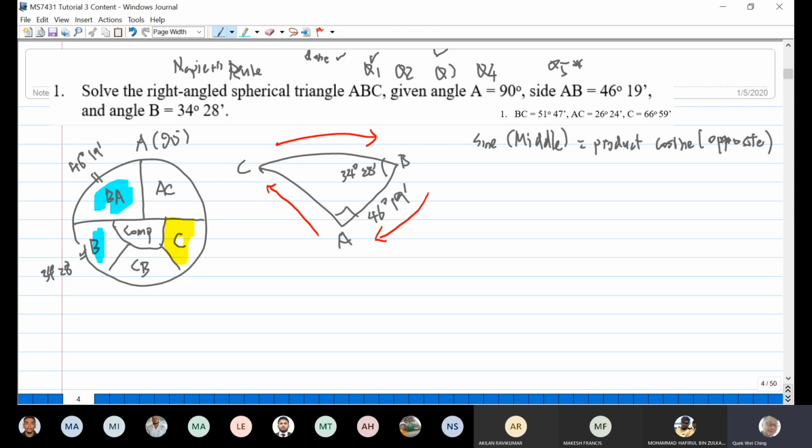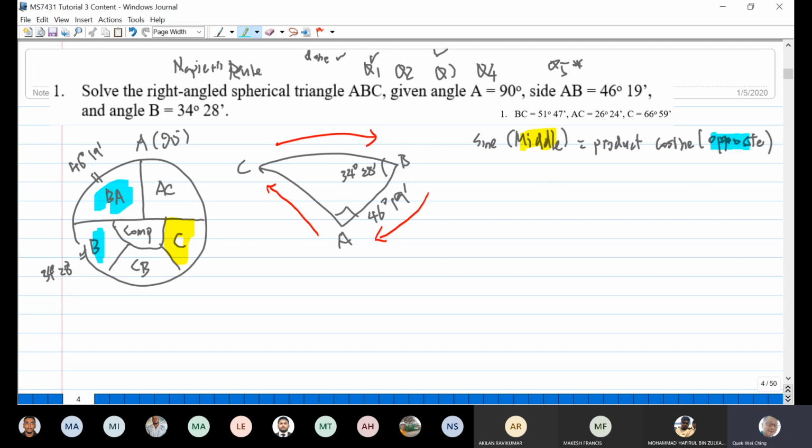Okay, sine of middle part is a product of cosine opposite. So actually, middle part is always the orange one. Something I want to find, I always put yellow. Then something I know, in this case, opposite now, both of them are blue color one.